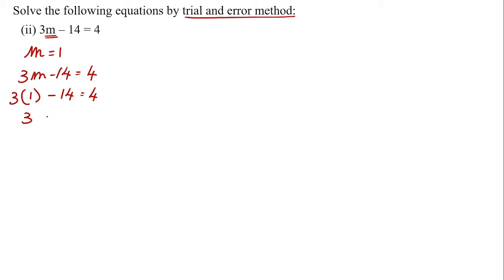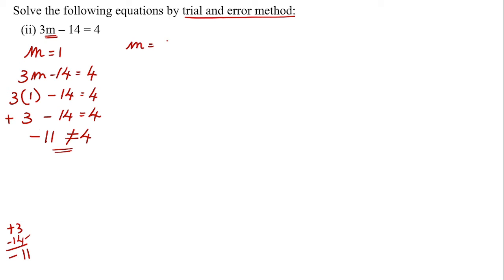So 3 into 1 is 3, minus 14 is equal to 4. So plus 3 minus 14. In case you're doing plus 3 minus 14, since the signs are different, take the bigger number sign. That is sign of 14 is minus, and subtract it. 14 minus 3 is 11. So the answer over here is minus 11, which is not equal to 4. As such, m is equal to 1 does not hold good for this given equation.